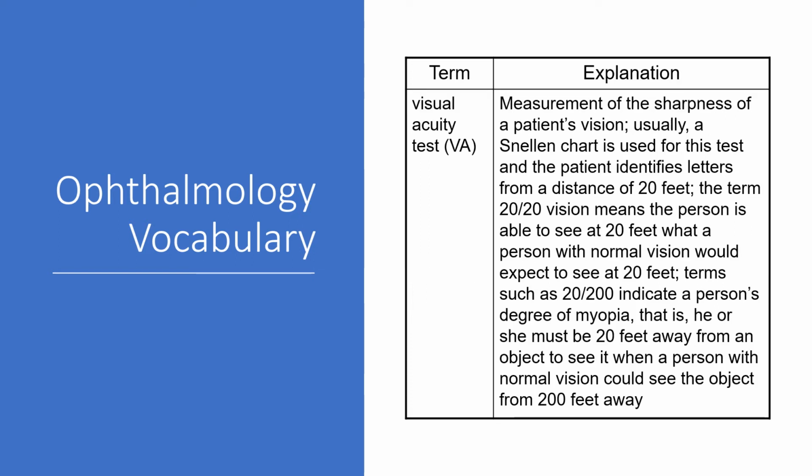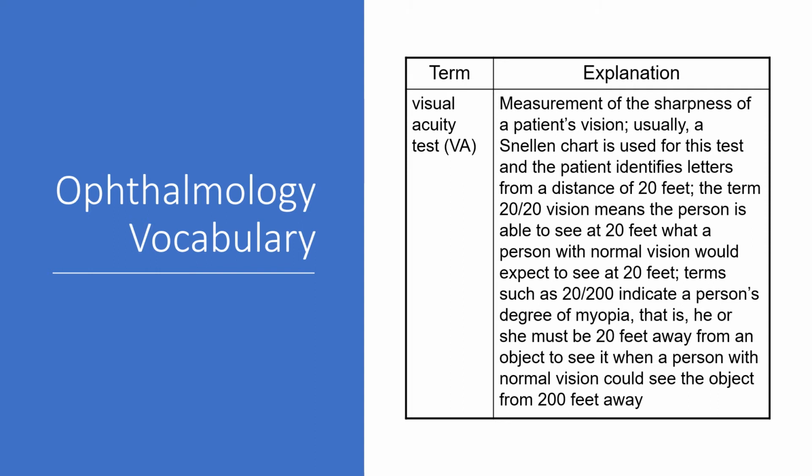A visual acuity test, abbreviated VA, is a measurement of the sharpness of a patient's vision. Usually a Snellen chart is used for this test, and the patient identifies letters from a distance of 20 feet. The term 20/20 vision means the person is able to see at 20 feet what a person with normal vision would be expected to see at 20 feet.